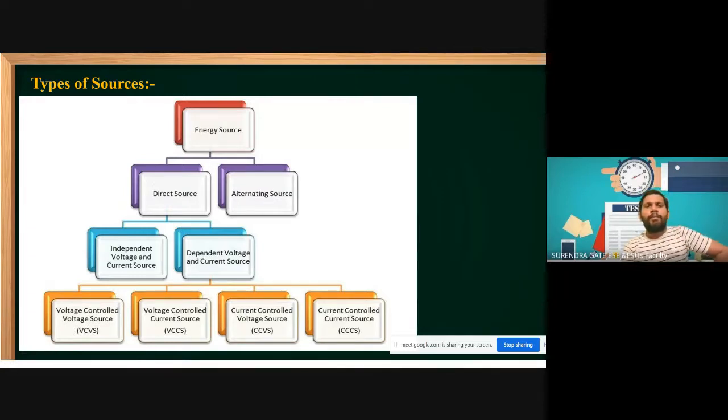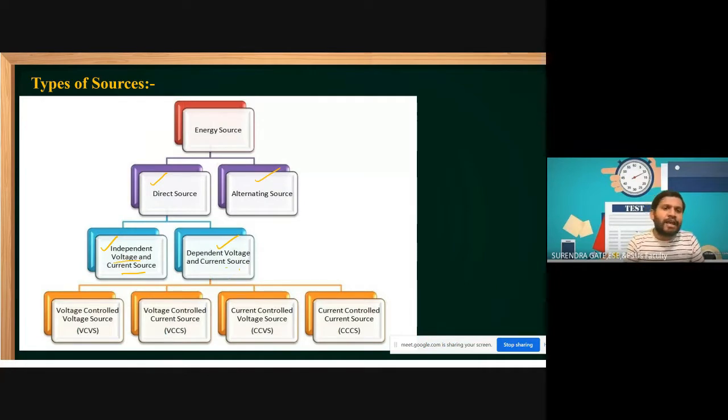Broadly classified into DC source and AC source, that is the direct source and alternating source. But mainly concentrate on the direct sources. In the direct sources, there are independent sources and dependent sources. Independent voltage source is present, independent current source also. Even in dependent sources, a dependent voltage source is present, and a dependent current source is also present.